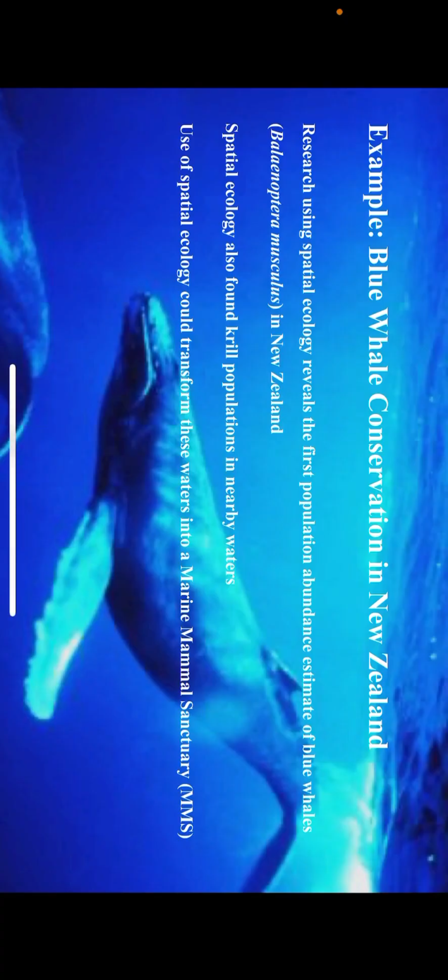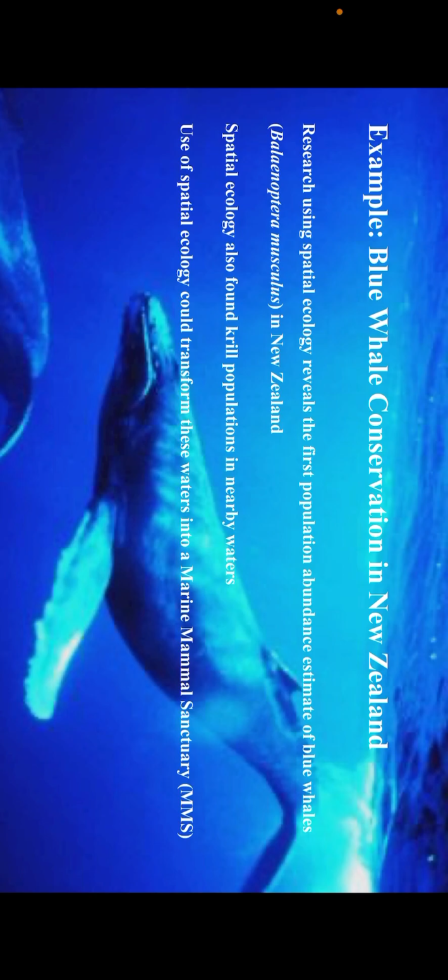An example we found with research using spatial ecology is blue whale conservation in New Zealand. Researchers used spatial ecology to reveal the first population abundance estimate of blue whales in New Zealand. We also used spatial ecology to find out krill populations in nearby waters. The use of spatial ecology could transform these waters into a marine mammal sanctuary.